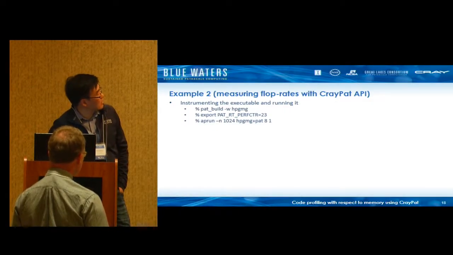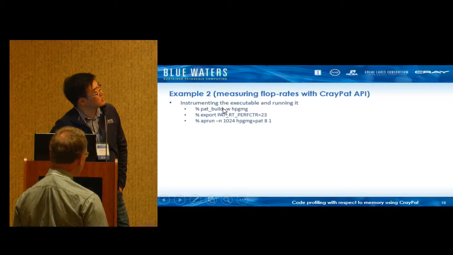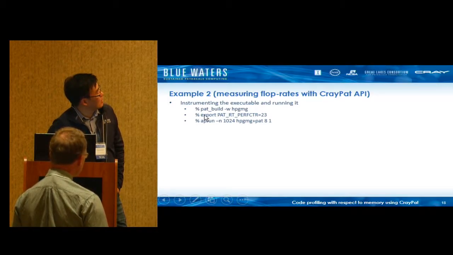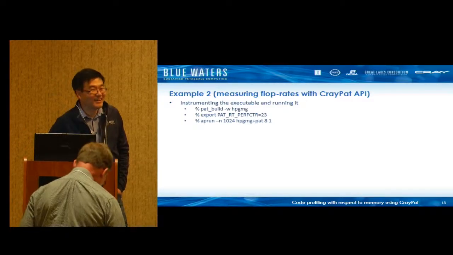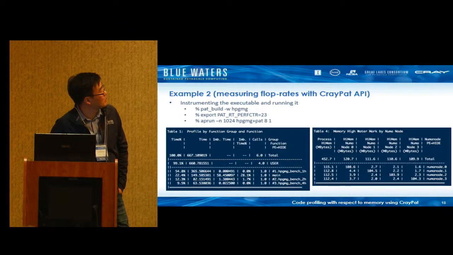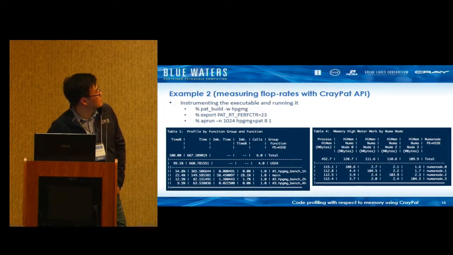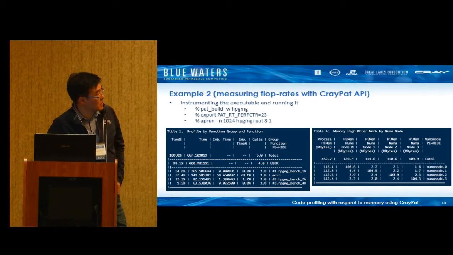Then I created the instrumented executable using pat_build -w HPGMG, and then for runtime, I want to know what the flop rate is. So I set group 23, including floating operation numbers, and I ran with 1024 MPI ranks. This is part of the CrayPat report. It gives us a percentage of the wall time of a specific region, and it also gives us the high memory watermark, so the maximum usage of memory.